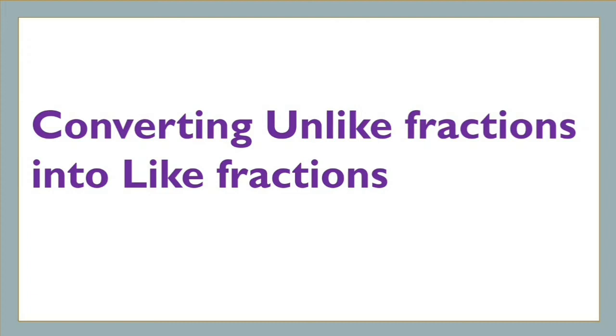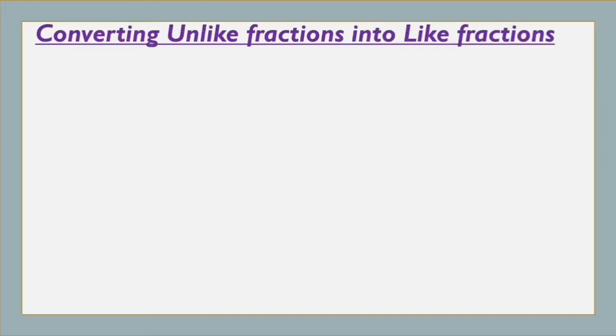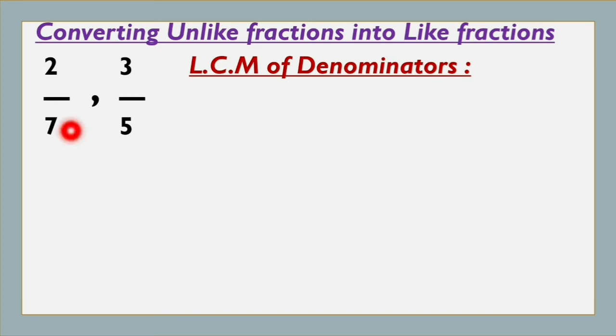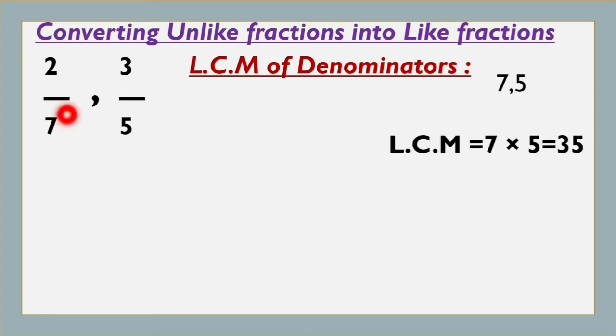Converting unlike fractions into like fractions, a very important concept. See here, converting unlike fractions into like fractions, I am just taking 2 by 7 and 3 by 5. Observe that here the denominators are different, 7 and 5. So these are unlike fractions. Now we have to convert them into like fractions. So for this, take the LCM of the denominators. Here the denominators are 7 and 5, and we know that 7 and 5 have no common factor. So simply by multiplying these we get the LCM, that is 7 5s are 35.